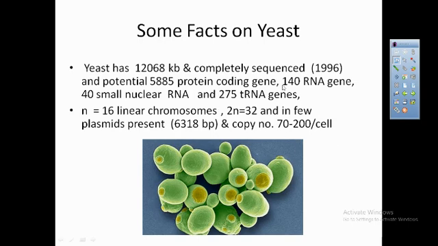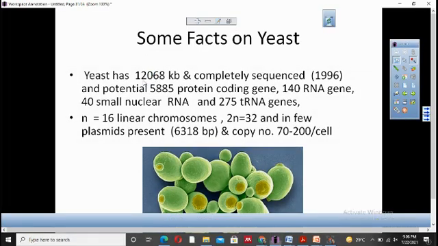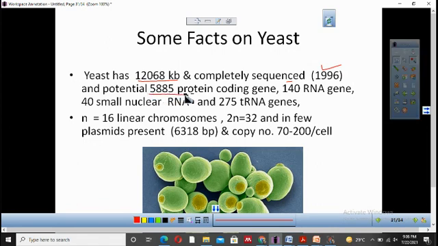Some facts about yeast: it has a genomic size of 12068 kilobase pairs, and it was completely sequenced in 1996. It has about 5885 protein-encoding genes, 140 RNA genes, 40 small nuclear RNA genes, and 275 transfer RNA genes. The haploid number is 16 linear chromosomes, and if it is diploid, then 2n is equal to 32.